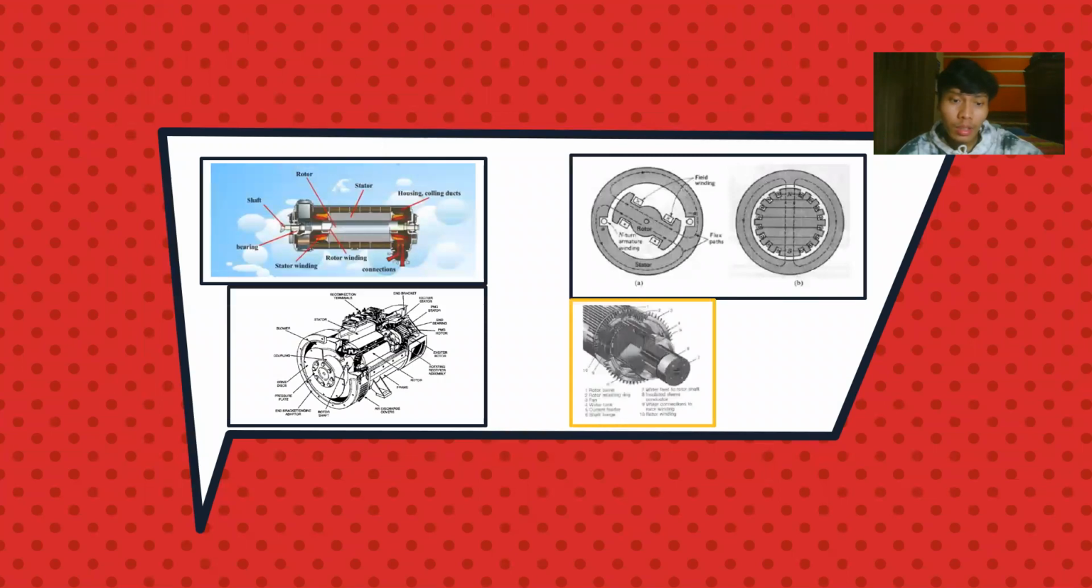So this is the picture of the construction of the synchronous machine. You can see on the top left, the stator is a stationary part and is cylindrical in shape. The rotor is a rotating part, which is also cylindrical, and the air gap is the space between the stator and the rotor.